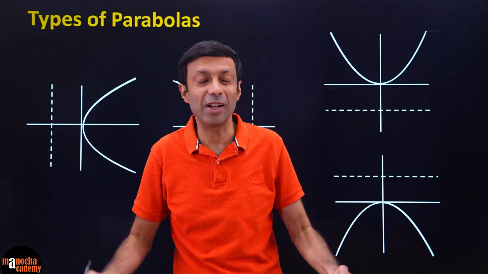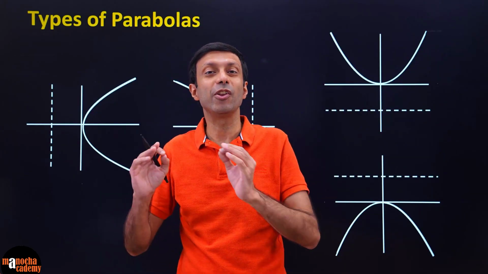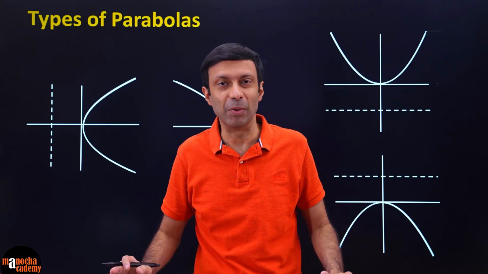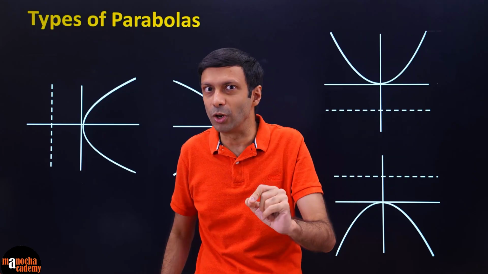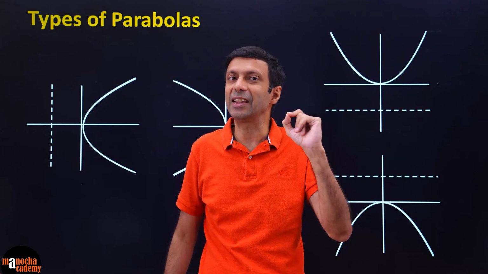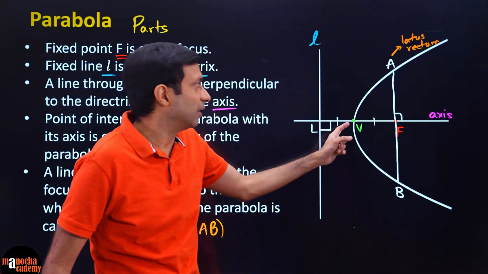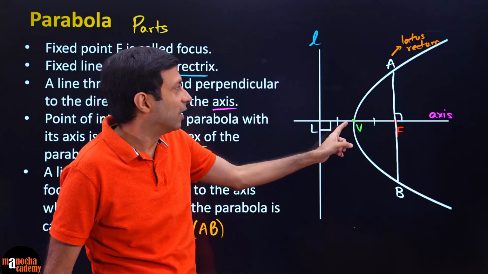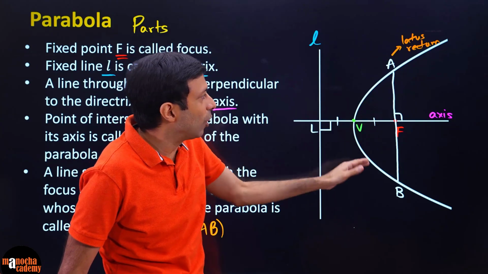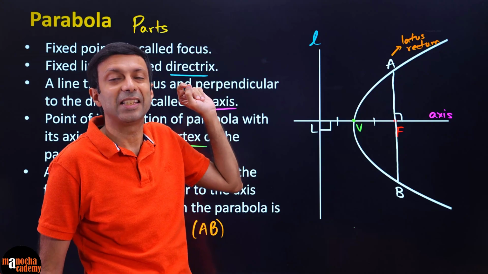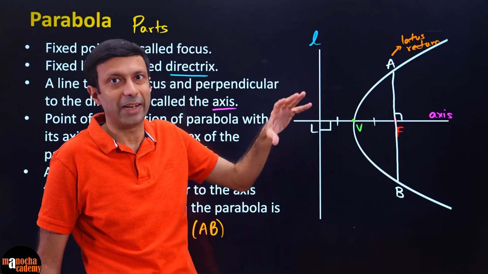Parabolas can be of different types depending on where your focus and directrix lie. To make things simple, we are going to consider parabolas where the vertex is at the origin. Remember what the vertex was? This point was the vertex, where the parabola meets the axis. And this point we are going to take as the origin in the coordinate plane.